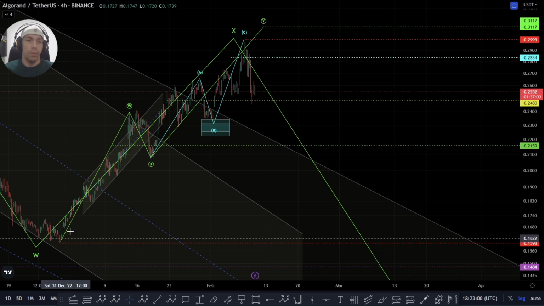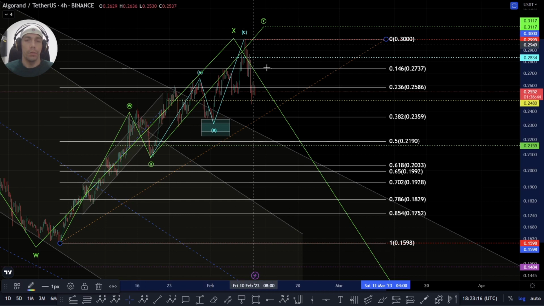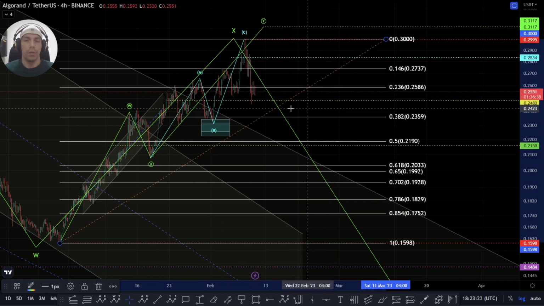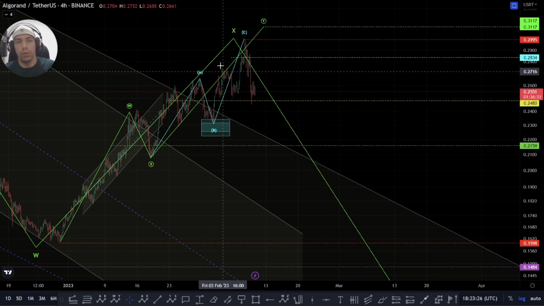Once again, if we do look at this as a corrective move here, there is potential that we could look to find support lower down. That support zone we'd be looking out for would be this 50% at 21.90 to this 78.6% at 18.29. But for as long as we hold that support zone we talked about for that C wave, it is also possible, like I said, that we could just move to the upside from there. So we need to keep that in mind within this structure.